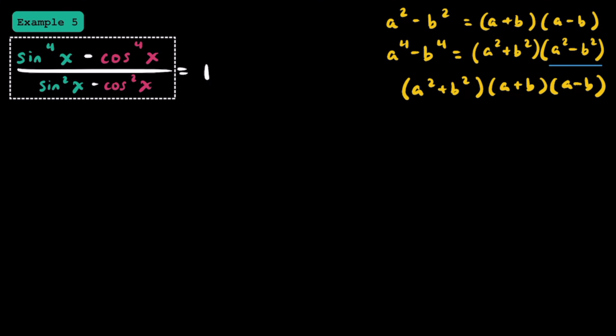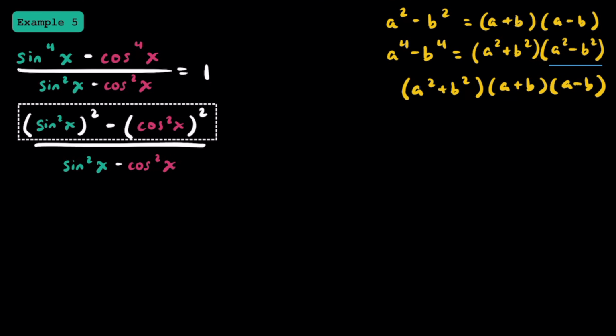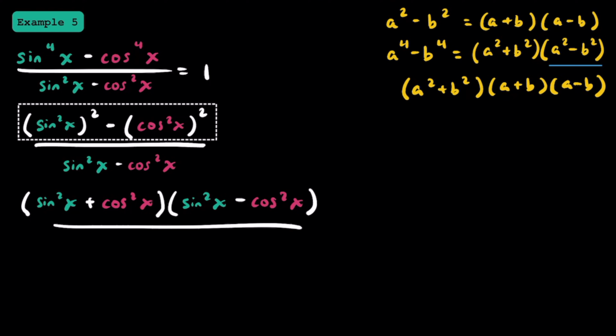Let's try to apply that same knowledge to these trig functions. Let's rewrite this sine to the 4th power of x as the quantity of sine squared of x squared. And let's rewrite this cosine to the 4th power of x as cosine squared of x raised to the 2nd power. This is all over the same denominator. Since we have a difference of squares here, we can rewrite this as sine squared of x plus cosine squared of x multiplied by sine squared of x minus cosine squared of x. And underneath, we still have this sine squared of x minus cosine squared of x.